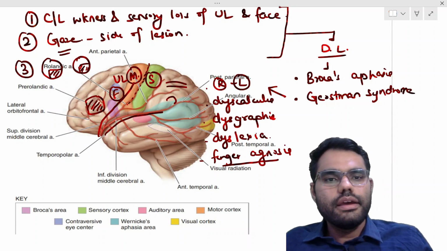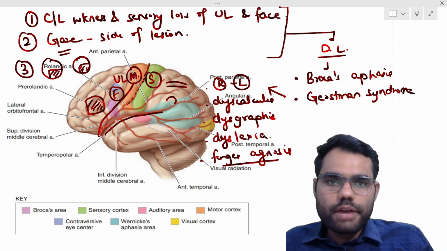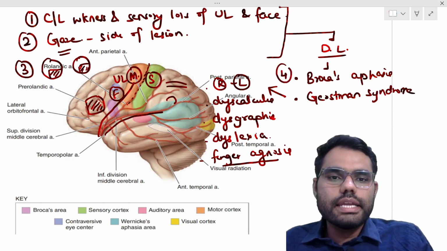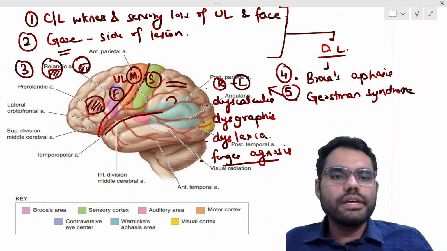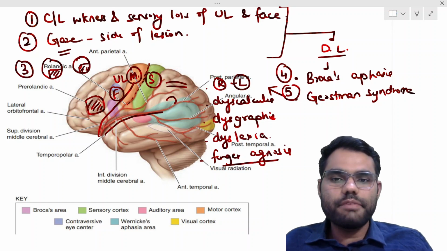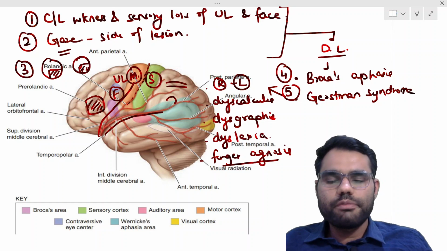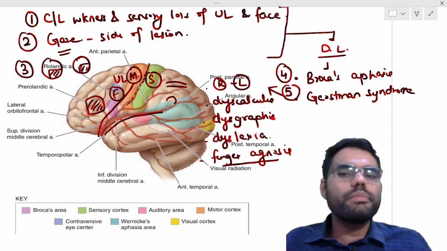He would not be able to tell like this. So these are two additional features apart from these three features which are seen if there is a lesion in the dominant side of the superior division of the middle cerebral artery, affecting the dominant lobe. What if the lesion is affecting the non-dominant side?